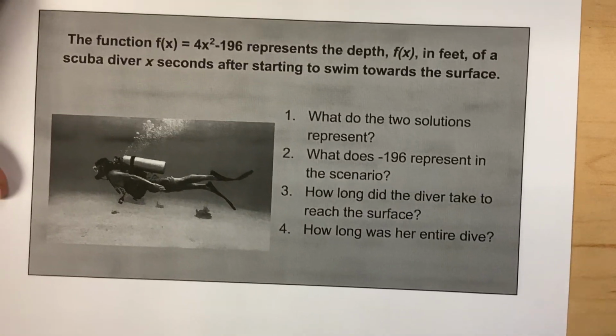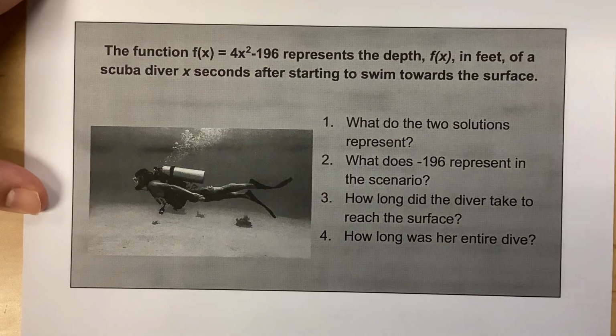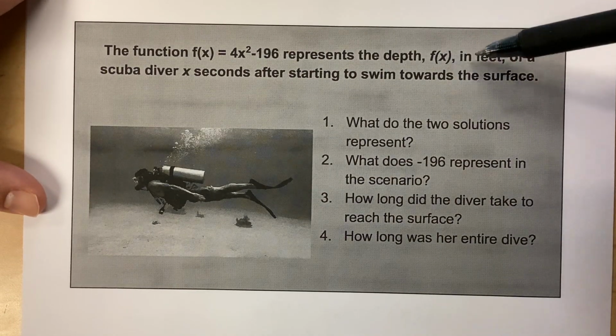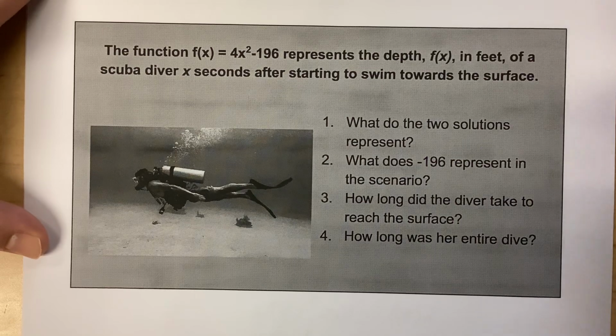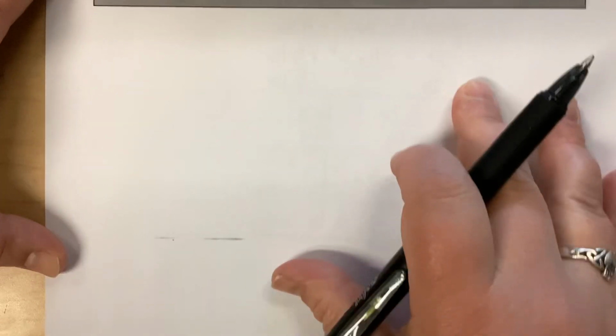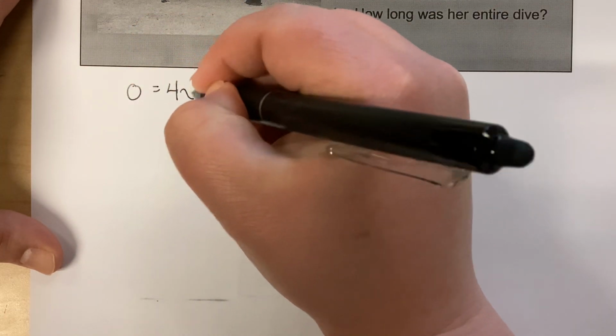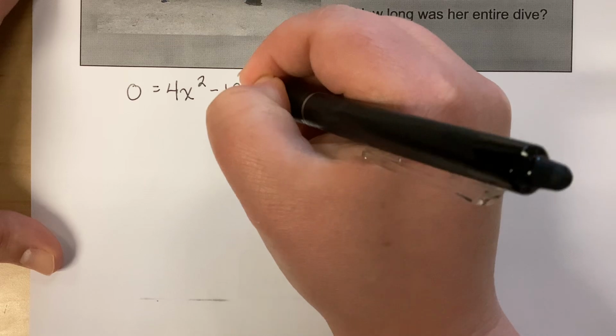Let's try another. All right, so the function f of x equals 4x squared minus 196 represents the depth, f of x in feet, of a scuba diver x seconds after starting to swim towards the surface. All right, so we've got to find our two solutions here. So the surface level in this case is 0.